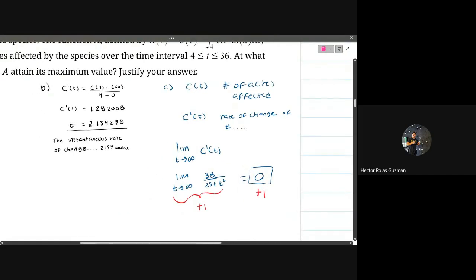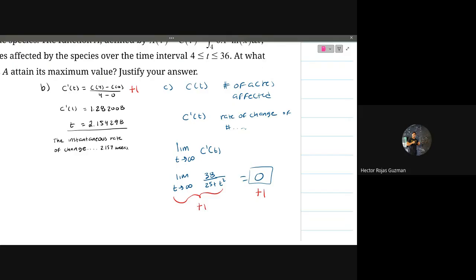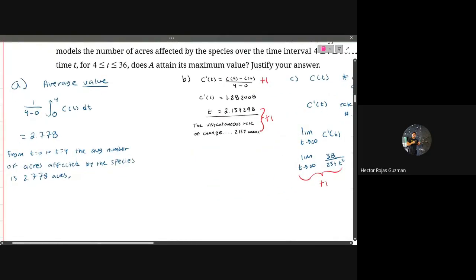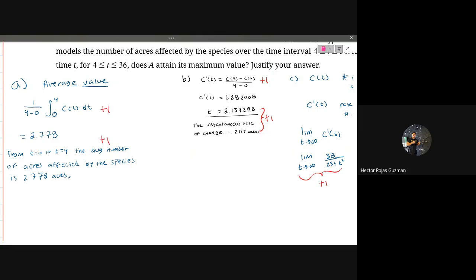Let me go back to part B. You get a point for setting it up, saying that the instantaneous rate of change equals the average rate of change. You get another point for the answer with the context. In part A, you get a point for setting up your average value, and you get a point for the answer with the context.